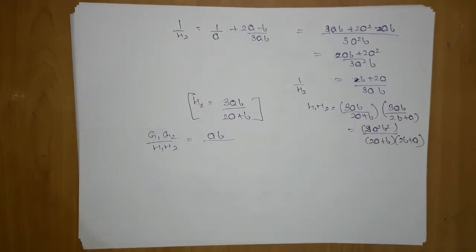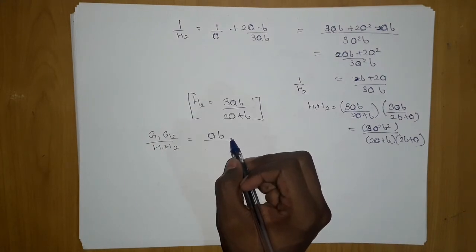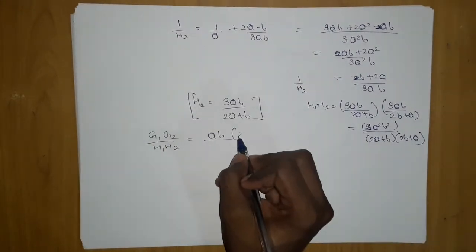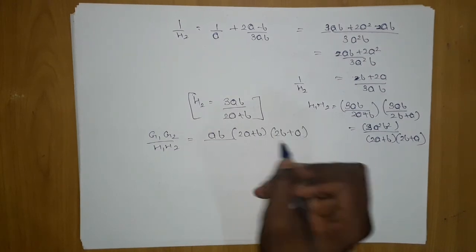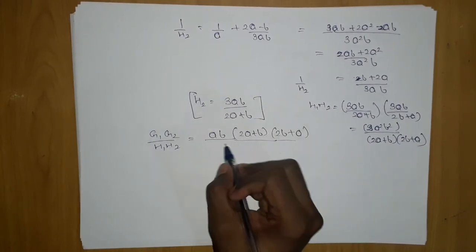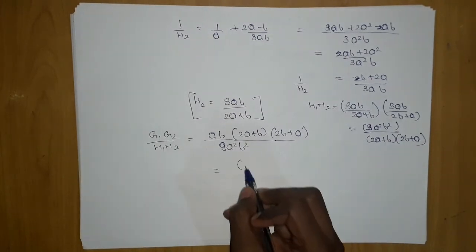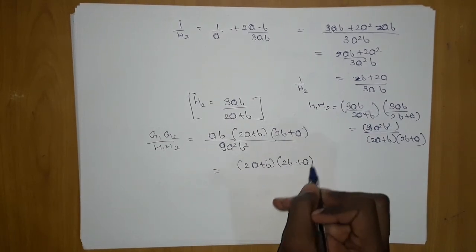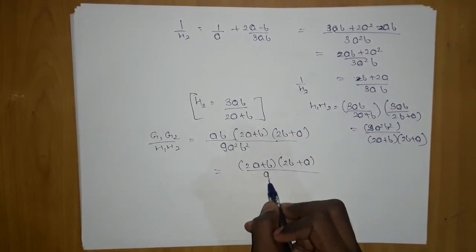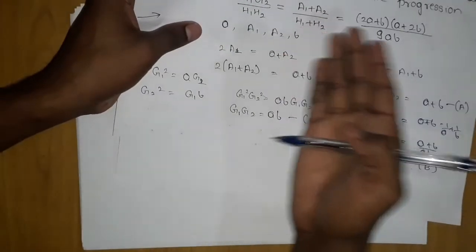Now further on, this will move upward, which will give me 2A plus B into 2B plus A upon 9A square B square. This will cancel out with this, which will give me 2A plus B into 2B plus A upon 9AB. So we have proved this. Now we want to prove the second one, that it is also equal to this.